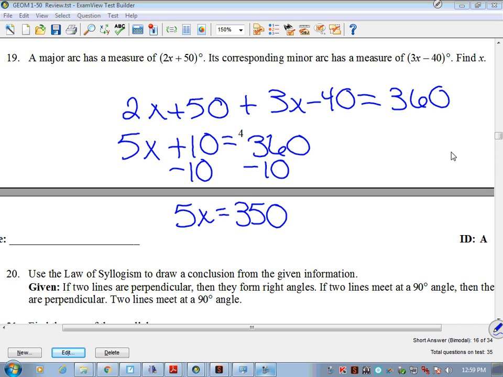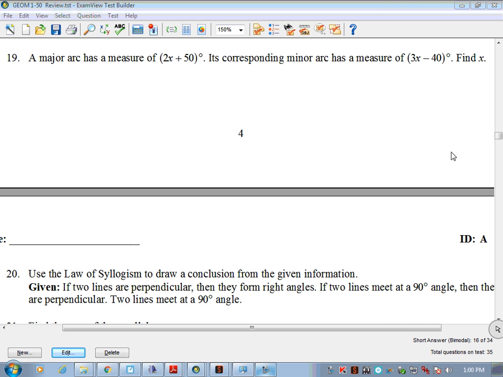Now Billy knows what to do. David knows what to do. Dylan knows what to do. Savannah, what am I going to do? Divide by 5 on both sides. All right, x equals what? 70. And could they have asked me what the major arc was and what the minor arc was? Absolutely they could have. In which case, what would I have wanted to do? Plug 70 in for x into both the major and the minor arc equation. Okay? You want to be very careful on the test of making sure that you've answered the question that is being asked, so that you don't stop too soon.